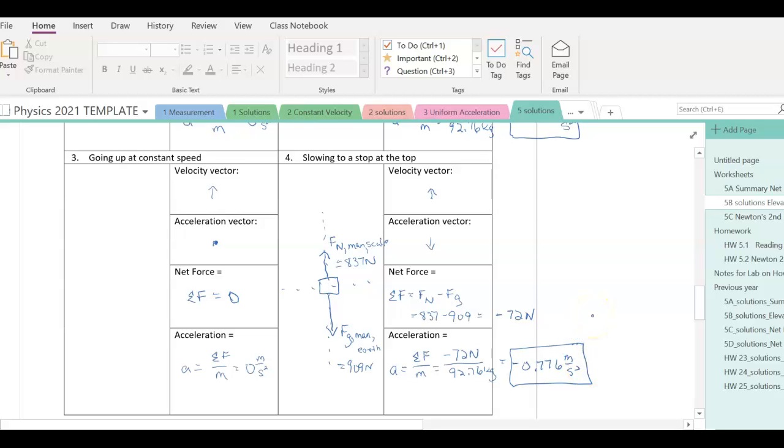So the reason that the weight or the reading on the scale changed is because the man's acceleration changed, and in order for the acceleration to change, there had to be a different net force.